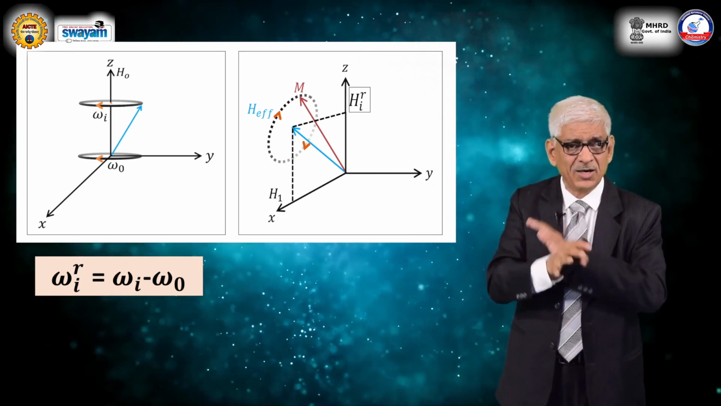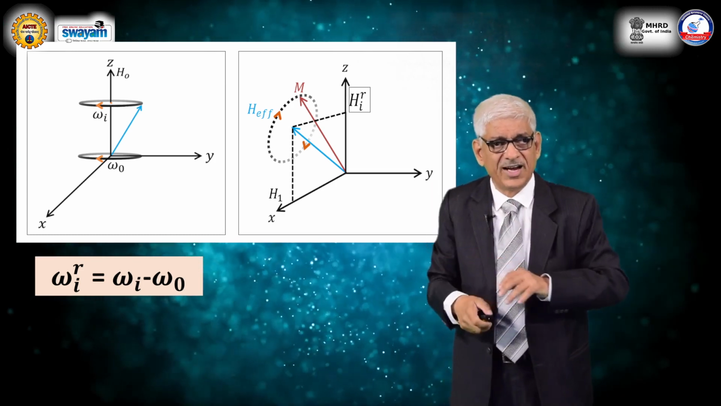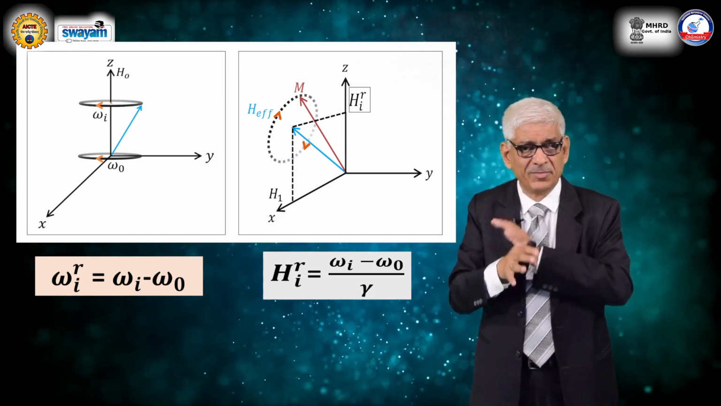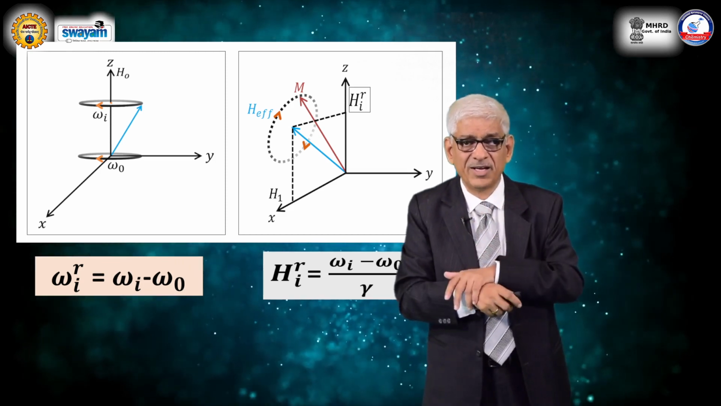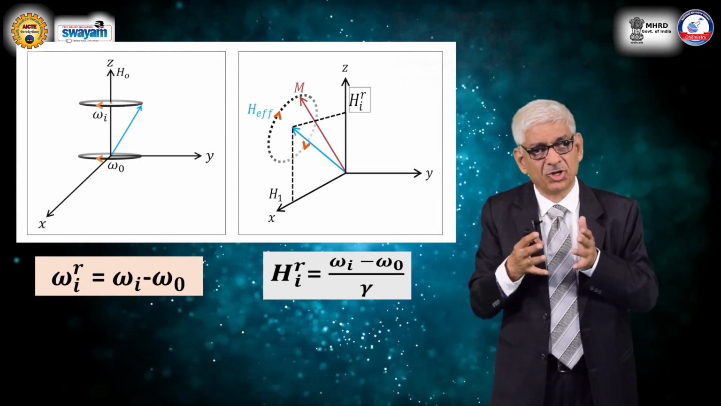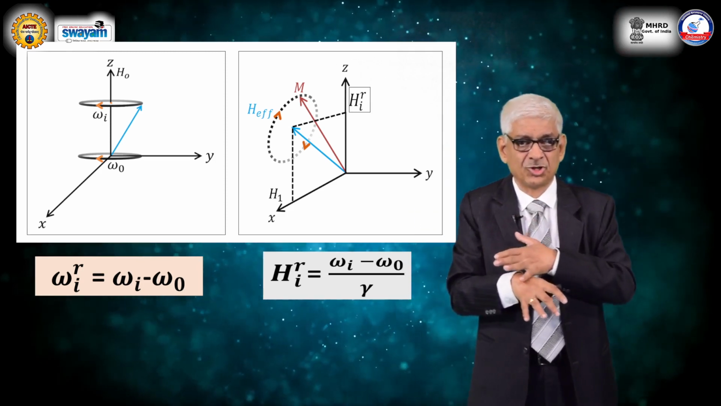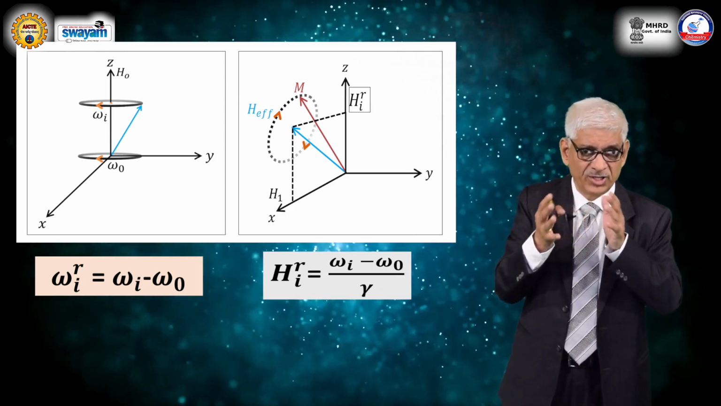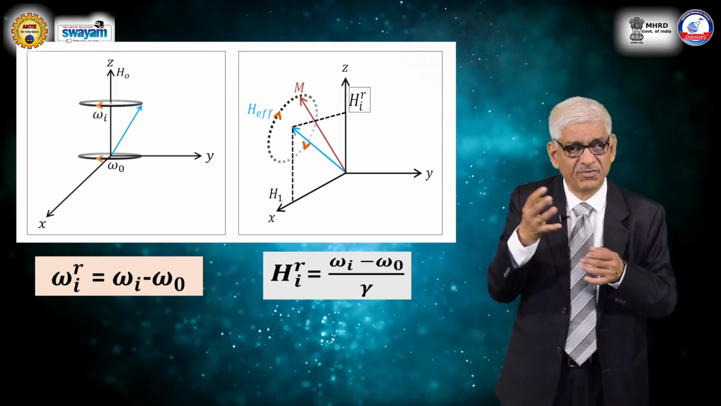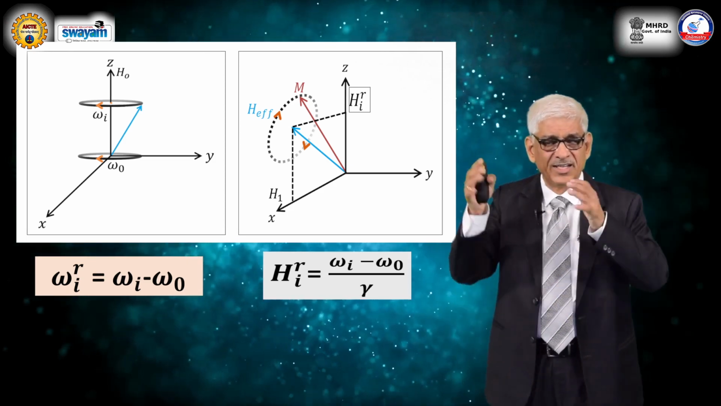Now this precessional frequency, I want to convert it into a magnetic field, and that I call H I R. H I R is equal to omega I minus omega naught divided by gamma. Gamma is a constant which is characteristic of a particular nucleus, and the precessional frequency is given by gamma times H naught for the main field, or gamma times H I, and that will give you omega I.